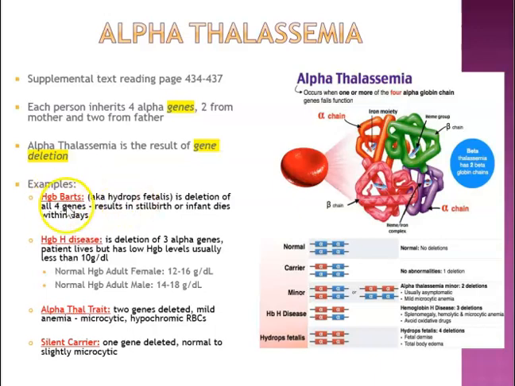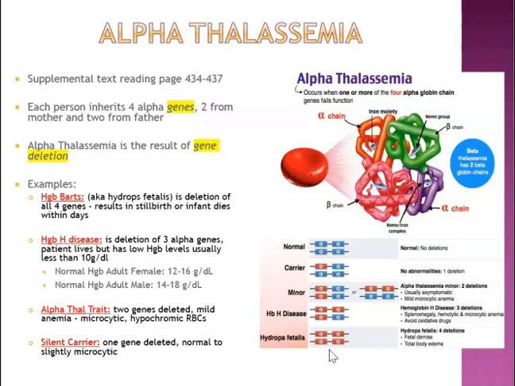So Bart's kind of lines up with down here. Red is representing a deletion of an alpha gene. So anytime on this little chart over here, if you see red, it means the gene has been deleted. So hydrops fetalis, all 4 genes deleted.